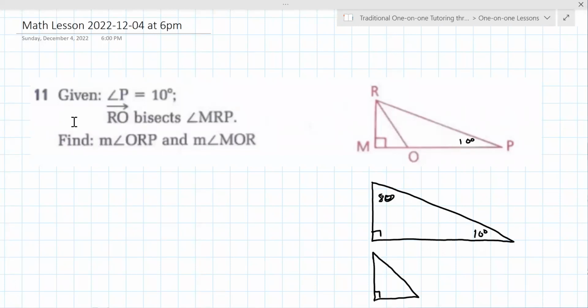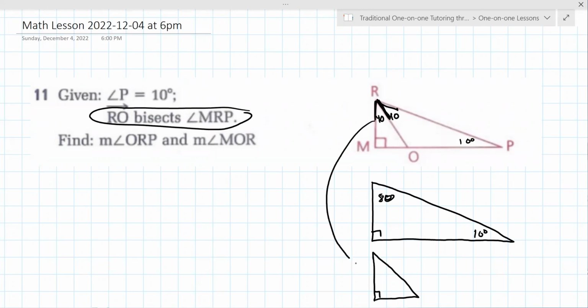Now, this is where this part about RO bisecting MRP is really important. So MRP is up here. It's bisected. And since the whole thing is 80, those ones in between are 40 and 40. That corresponds down here to this triangle where this is 40. Okay.